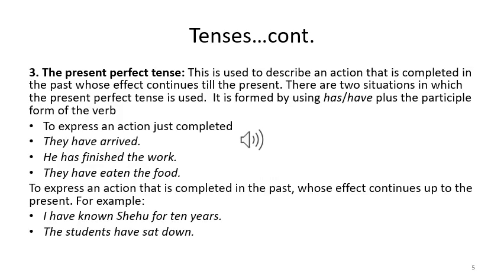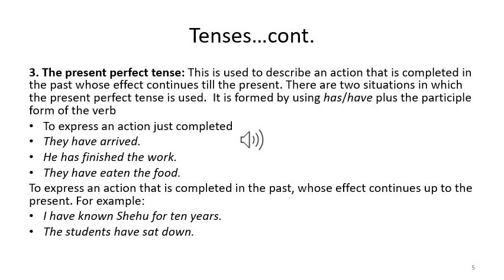Slide number 5. The third type of present tense is the present perfect tense. This is used to describe an action that is completed in the past whose effect continues in the present. So what we are saying here is that something has already been done. It is finished in the past, but its effect is still being felt in the present. So there are two situations in which the present perfect tense is used, and it is formed by using has or have, plus the participle form of the verb.